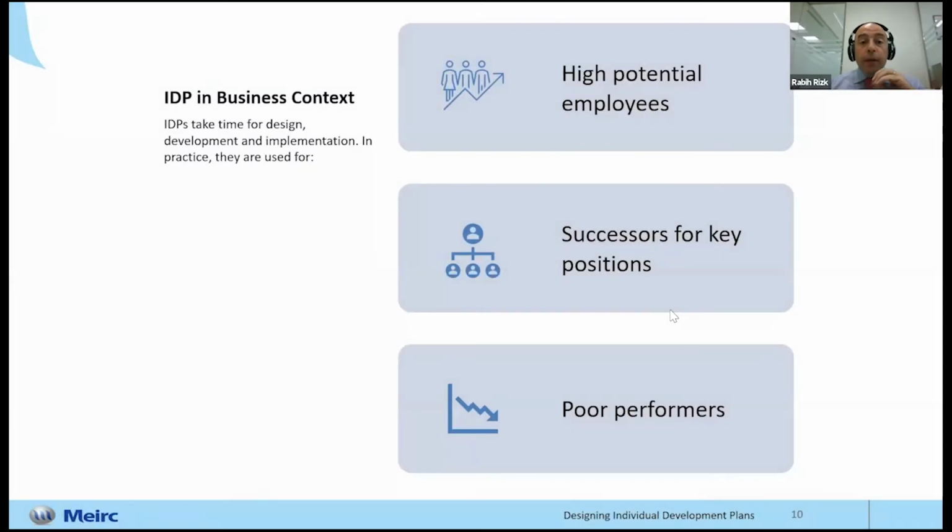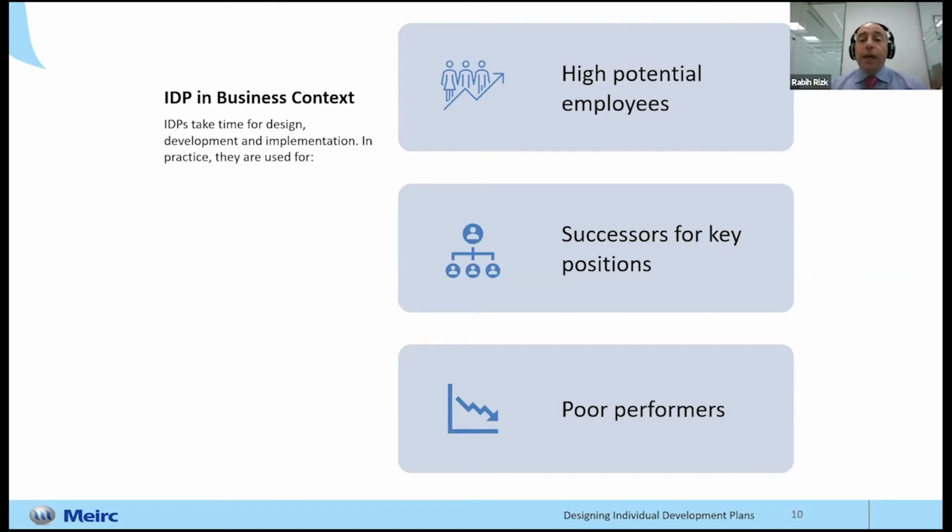Now, in business context, IDPs take time. They take time to set up the system. They take time for design and development. They take time in implementation, and they consume lots of resources. So that's why in practice, and especially whenever we don't have enough resources to cater IDPs for everyone in the organization, we can dedicate those efforts towards a certain group of employees.